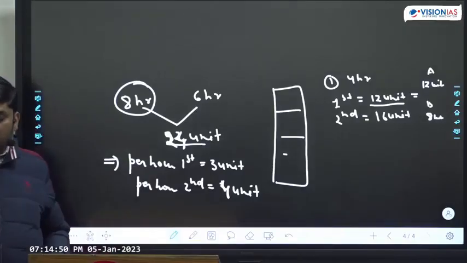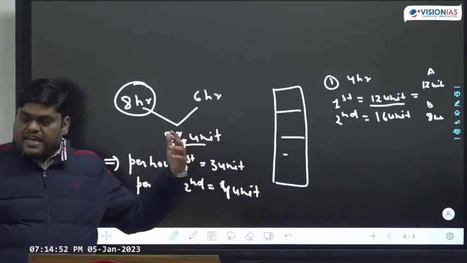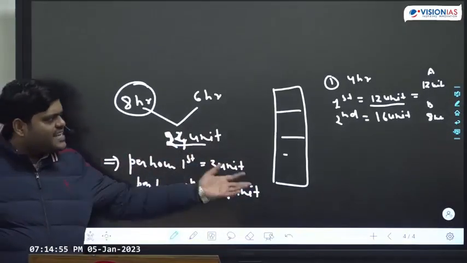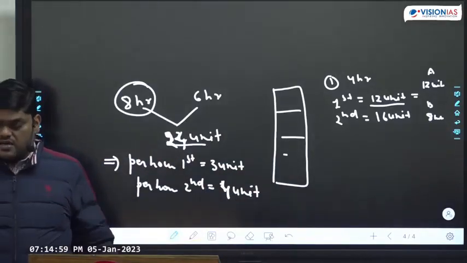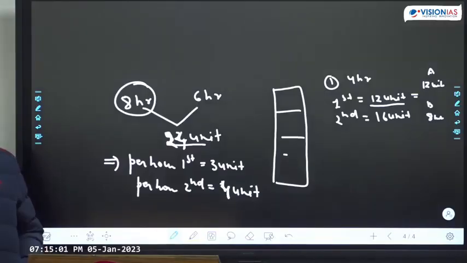Okay. Similarly, we can check the second option, the third option, and the other options, and by that we can find out the answer.